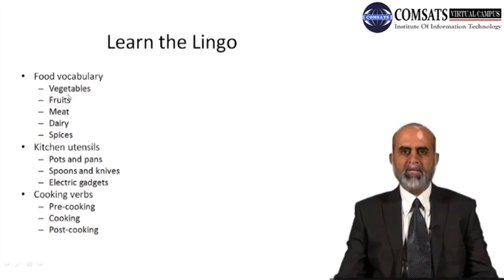So how many vegetables can you tell me in English? Probably you know tomato, potato, onion, garlic, carrots, cucumber, you have ladyfingers, eggplants, spinach. Can you think of any more? Yes, cauliflower, mushrooms. Okay, so these are some vegetables that you can think of.